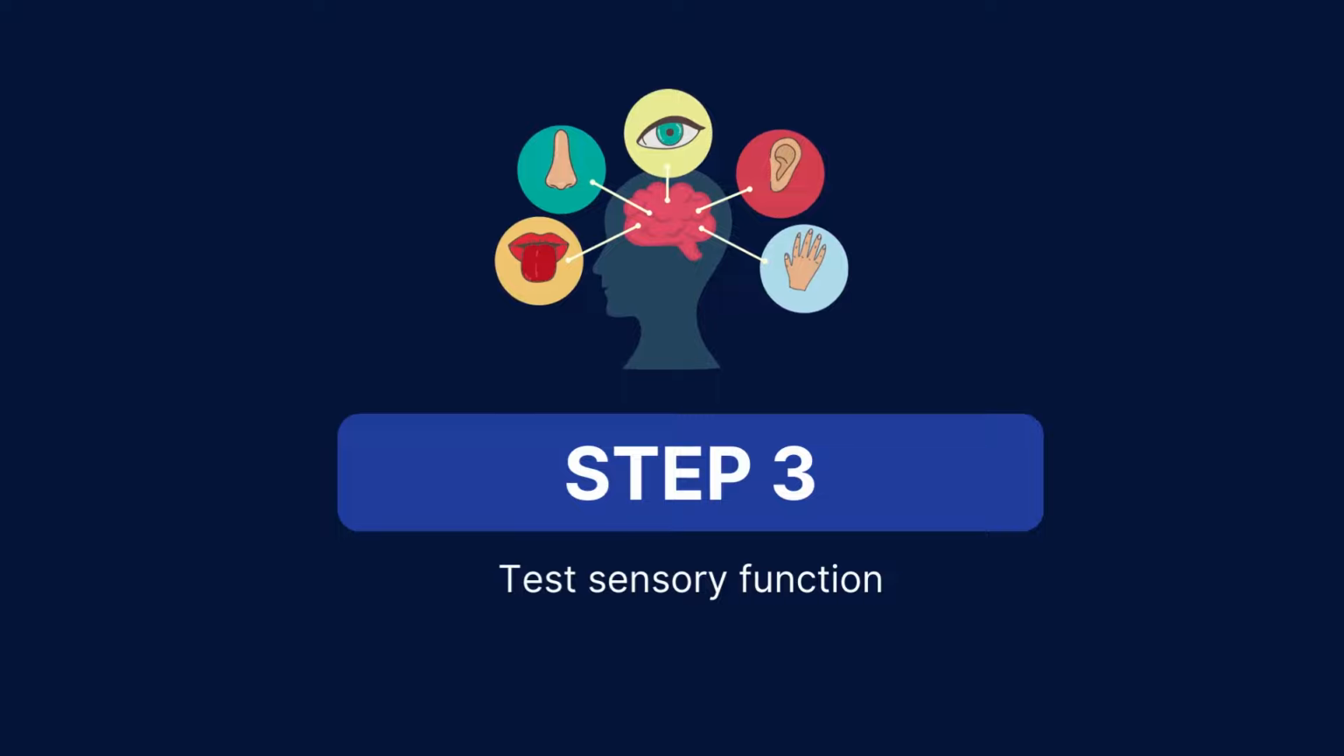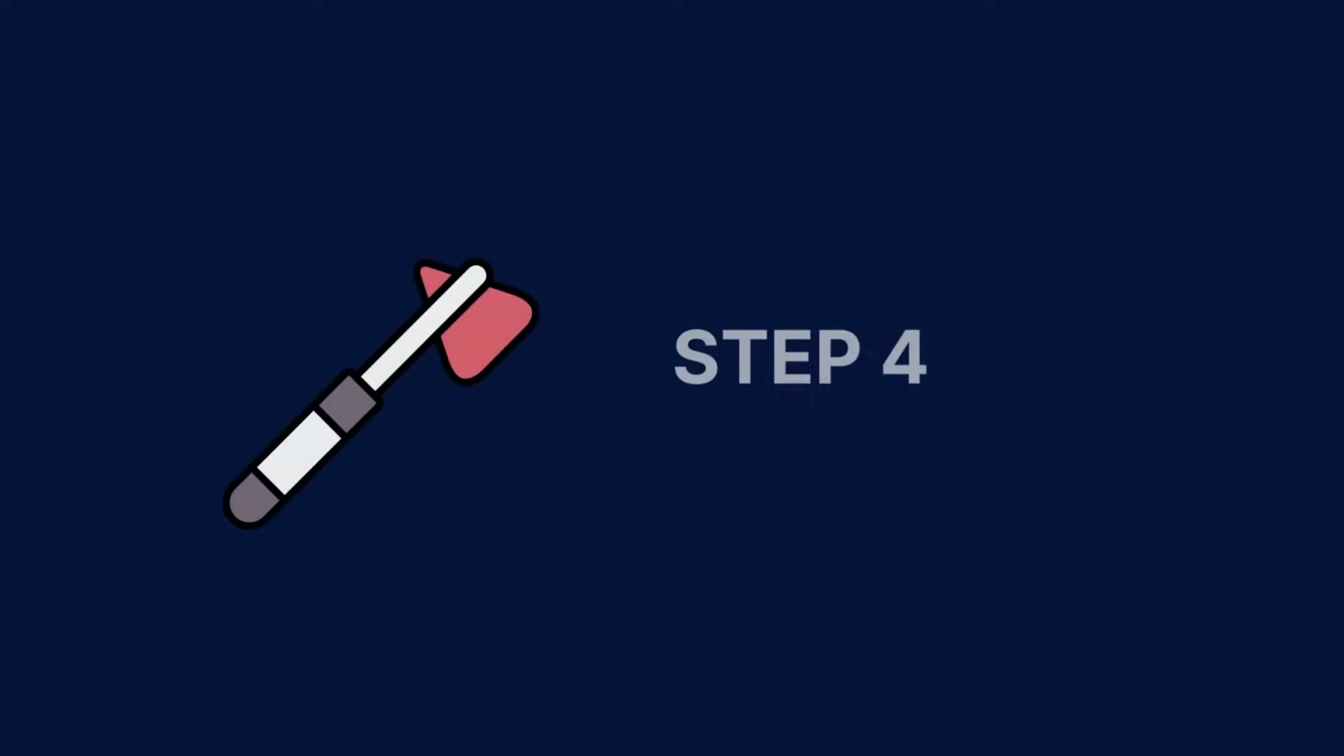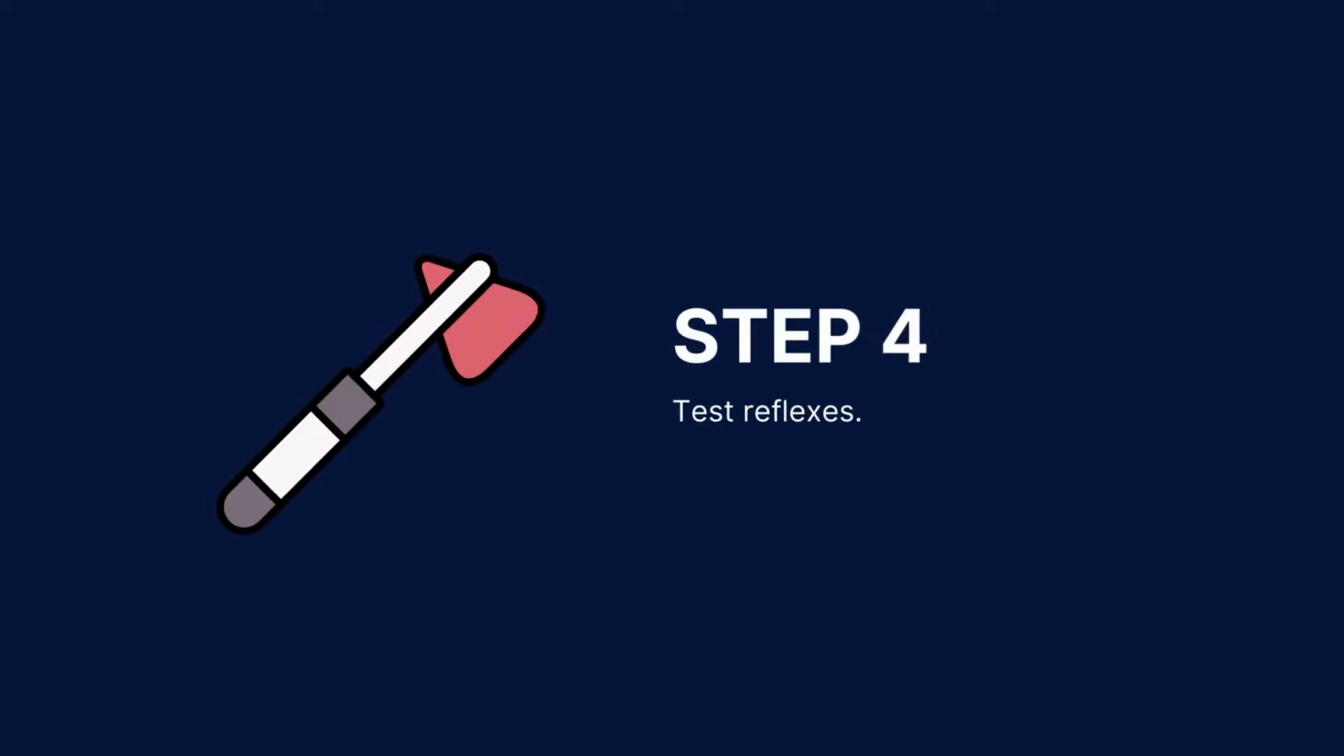Next, test sensory function. Clinicians will also examine the patient's sensory function below the level of injury by assessing their ability to perceive touch, pinprick, and other stimuli. Next, test reflexes. By inducing reflexes like knee-jerk reflexes, the physician can evaluate the patient's reflexes below the level of injury.